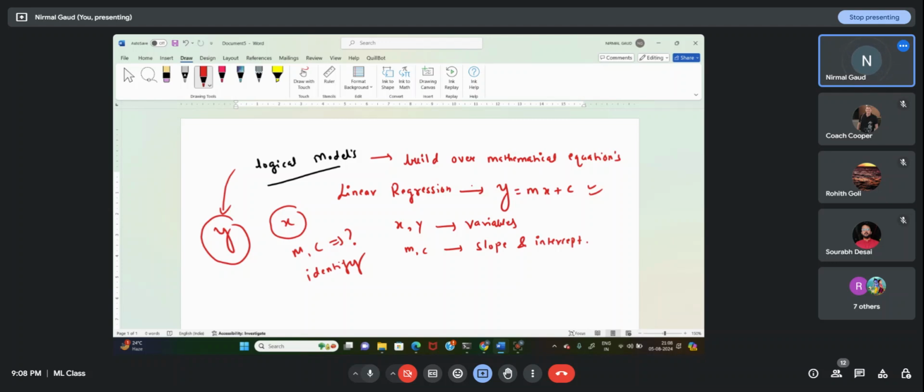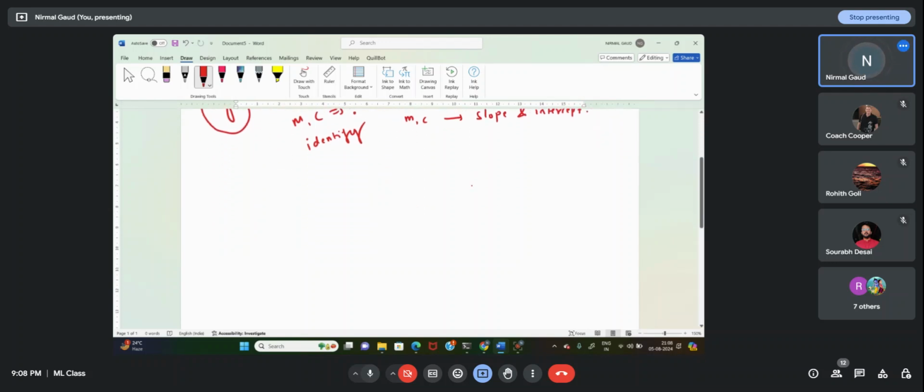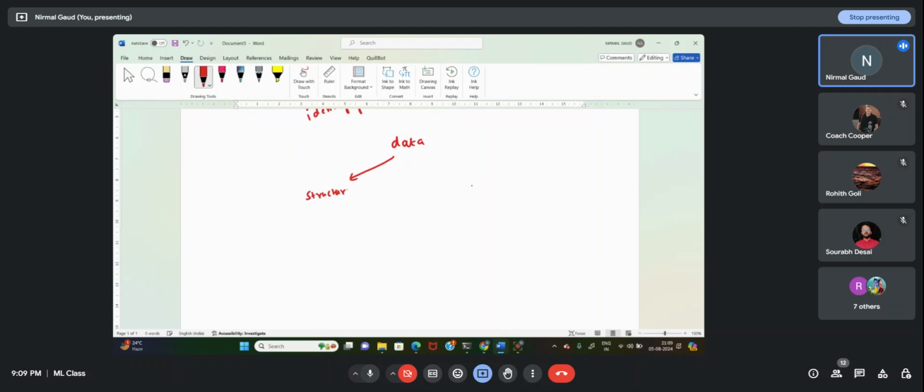Okay, fine. Now, again, I get back to my initial theme, that is related to data. Data has many forms. You can have structured data, and you can have unstructured data. Structured and unstructured. I hope you might be knowing about both structured and unstructured data.